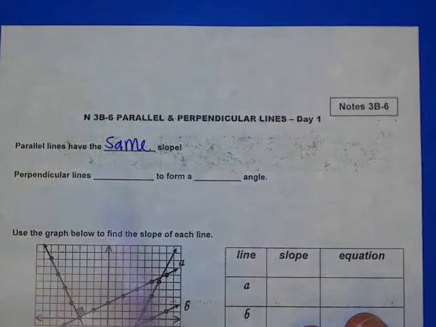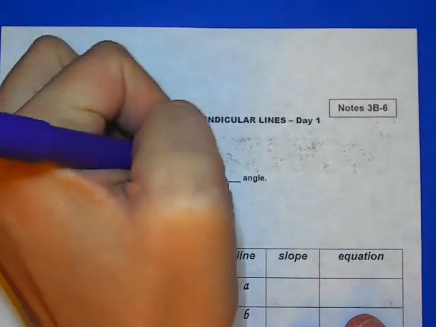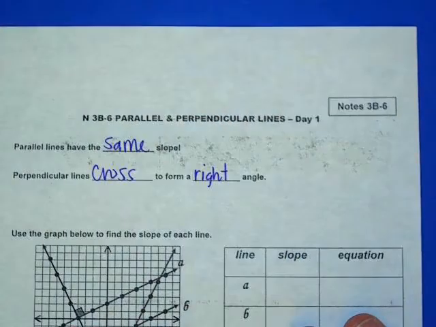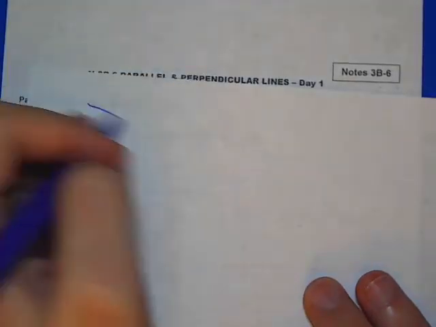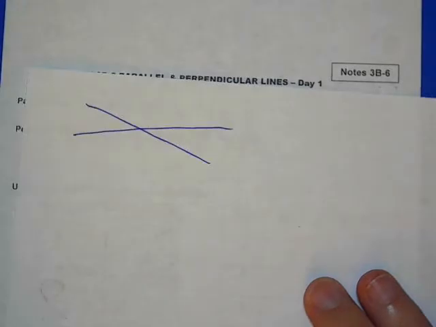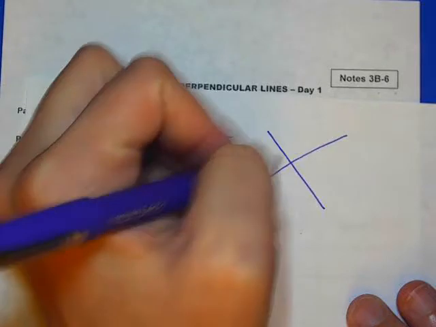Perpendicular lines cross and form a right angle. If I had two lines like this, are those a right angle? No. What kind of angles are those? Obtuse or acute. Okay, what does right angle mean? An L, like a big fat L, a 90-degree angle.